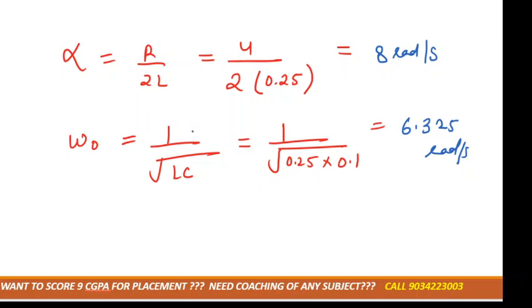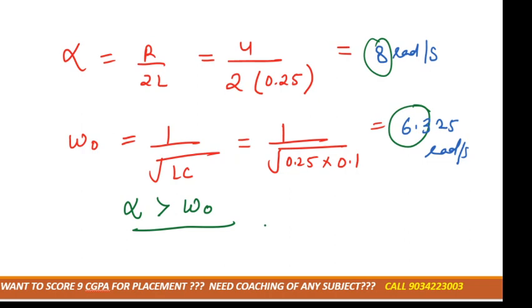Now you have to tell me which one is greater, 8 or 6.3. 8 is greater, so alpha is greater than omega naught. If it is the case of series, I can mark it as alpha S greater than omega S. So this is the case of overdamped.